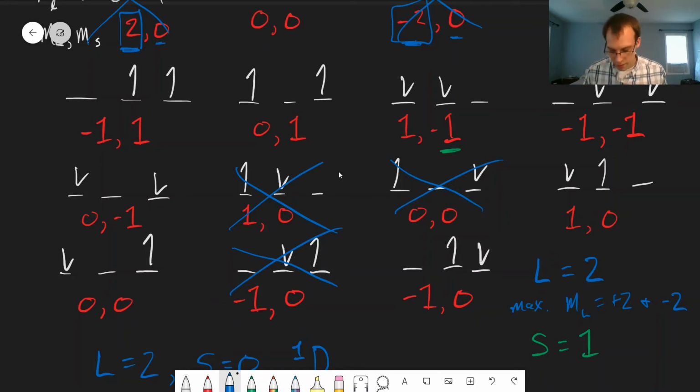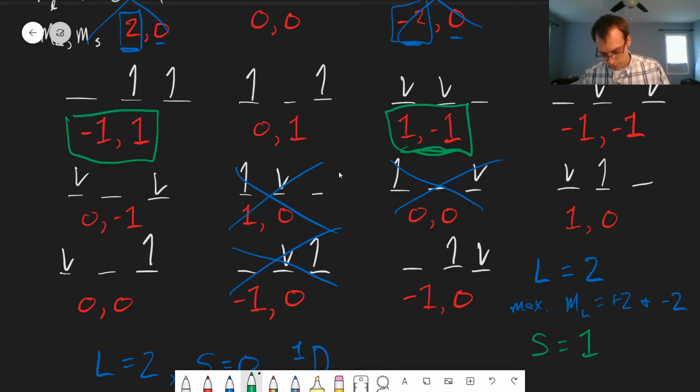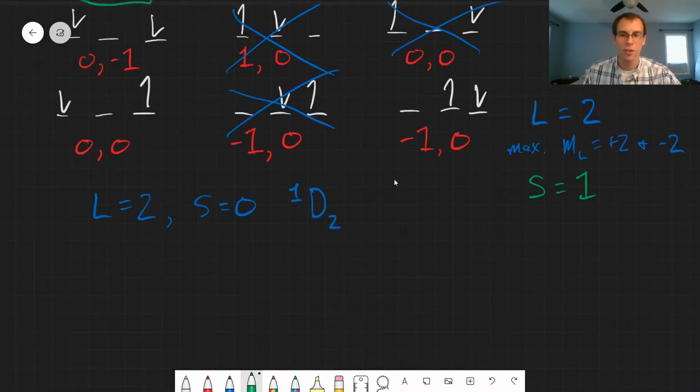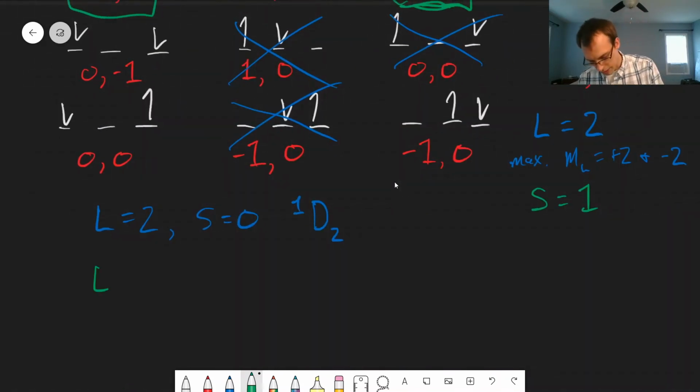Okay, so we have terms where we have M sub L, our maximum is 1, but we also have cases where M sub S is 1 as well. All right, so if we take this 1, -1 here, -1, +1, again, we'll still have a 0, 0 involved in here. So what we see is that we have another term where we have L equals 1 and S is also equal to 1.